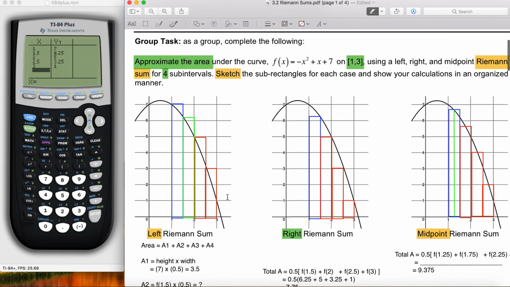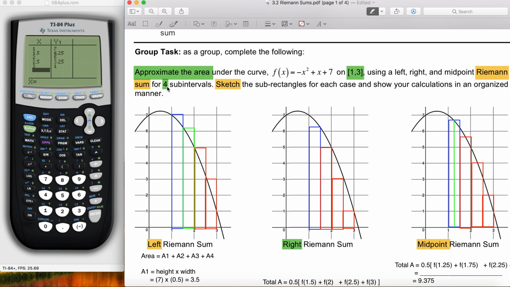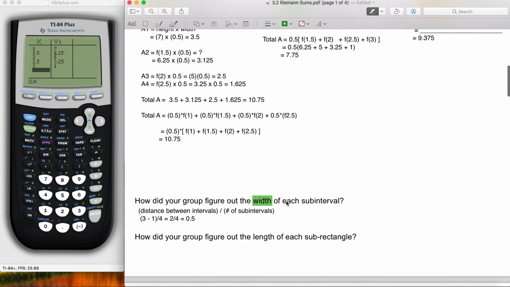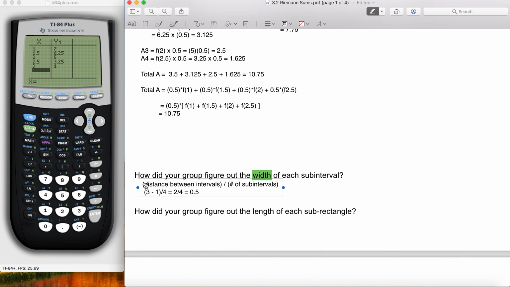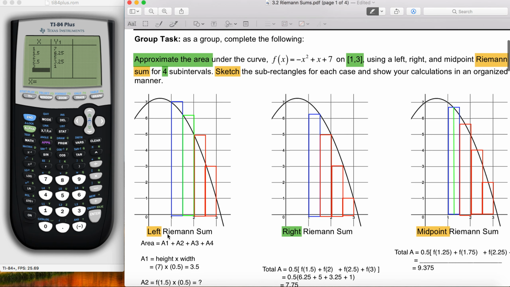And this is nice because sometimes you're going to be asked to find subintervals of, maybe like 5, and how are you going to figure it out by eye? If you use this quick formula, you find the distance between the intervals and divide it by the number of subintervals, you can get an answer for the width every time. And finally, how do we figure out the length of each subrectangle? For a left Riemann sum, we looked at the left height. For a right Riemann sum, we looked at the right height. And for a midpoint Riemann sum, we look at the middle height. And there you go.